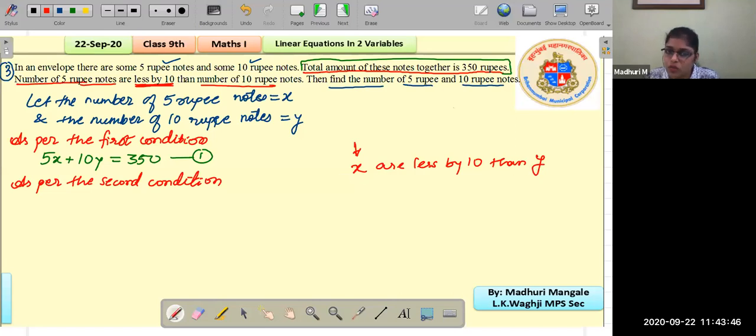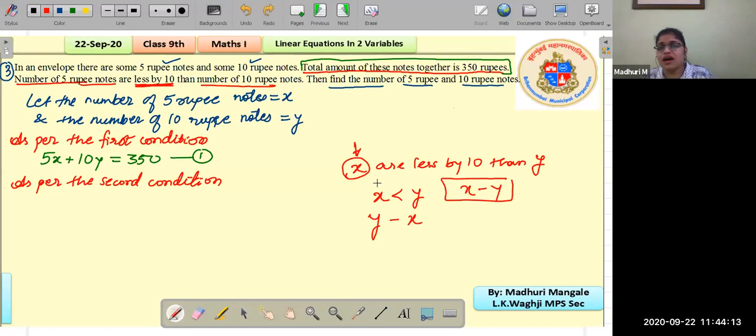Now when X is less, we will subtract the less from the greater, right? So X is less than Y. So that should give us Y minus X. Now be very careful, students. If you write X minus Y, that would give you a wrong answer. First you need to understand what is lesser and what is greater in the given condition. It is clearly stated that X is less by 10 than Y, and that's why it would be Y minus X equal to 10. Greater minus smaller is 10, right?